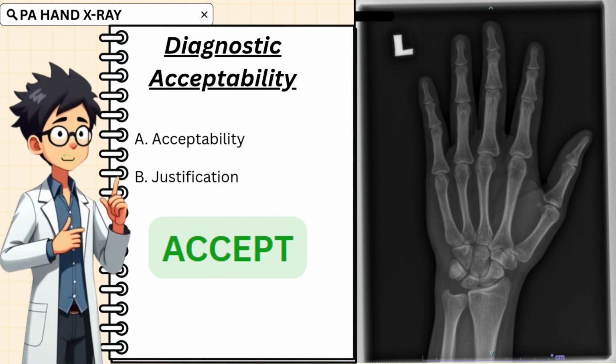Great, we've successfully evaluated this PA hand image using the PACEMAN method. I hope this video has helped guide you in evaluating radiographic images effectively.